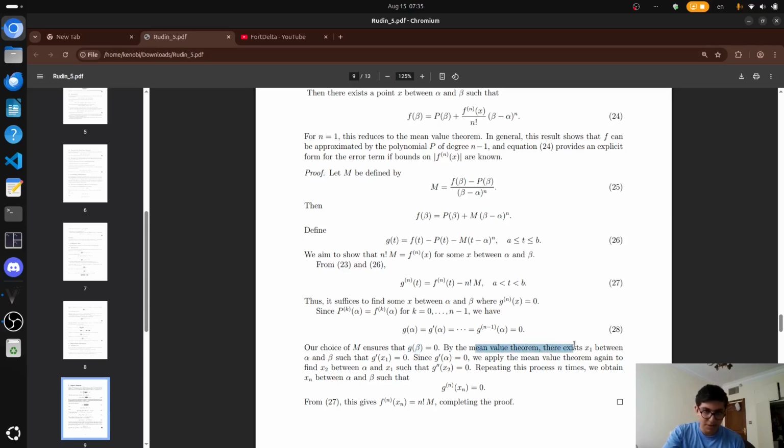By the mean value theorem, there exists x1 between alpha and beta such that g prime of x1 is equal to 0. And since g prime of alpha is equal to 0, we apply the mean value theorem again to find x2 between alpha and x1 such that this is equal to 0. That means the nth derivative of g at xn is equal to 0, which means that the nth derivative of f at xn is equal to n factorial m. Divide n factorial on both sides, and you're going to get that m is equal to the nth derivative of f at xn divided by n factorial.